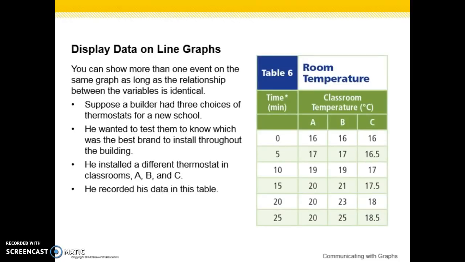You can show more than one event on the same graph as long as the relationship between the variables is identical. Suppose a builder had 3 choices of thermostats for a new school. He wanted to test them to know which was the best brand to install throughout the building. He installed a different thermostat in classrooms A, B, and C, and he recorded his data in the table. Students, you should be writing down this entire slide, including this part.